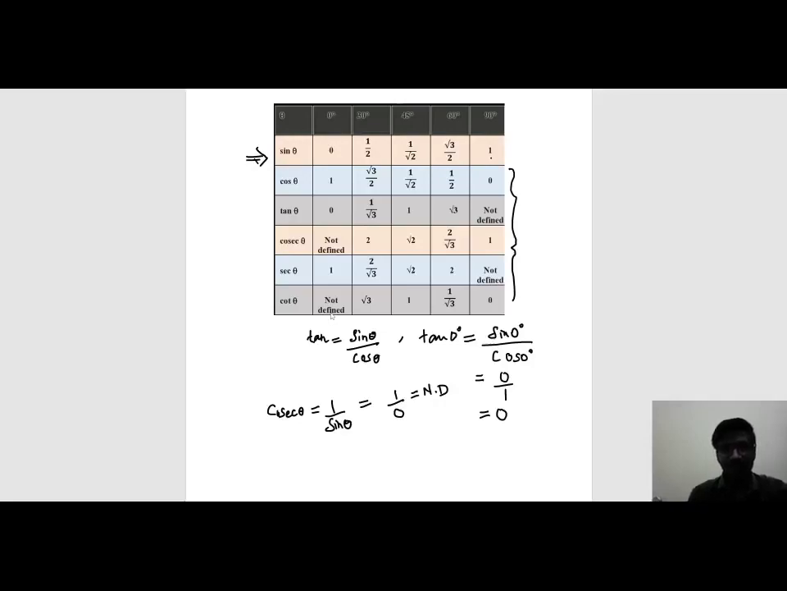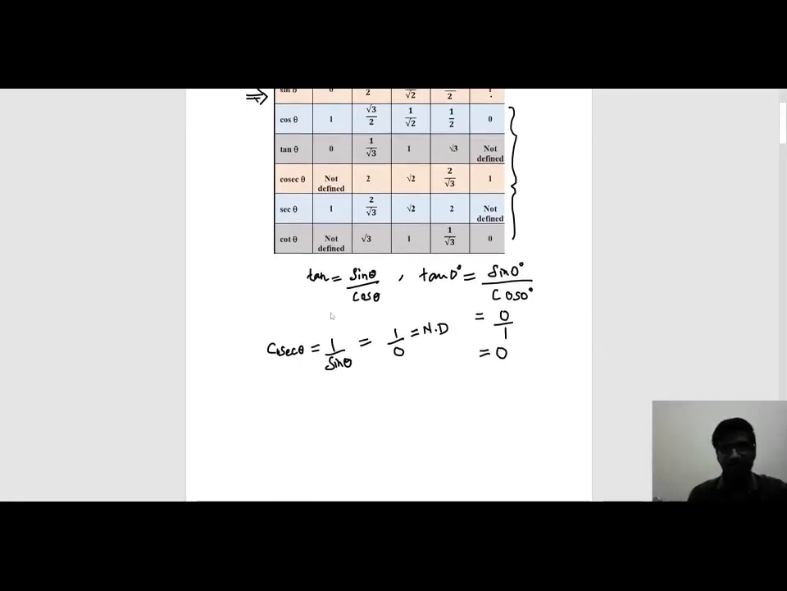Then coming to the sec values, just like cosec is complementary to sine, in the same way sec is complementary to cos. So if you take the reciprocal of the cos row, you can get the values for sec. If you see, cos 0 is 1, right? In the same way, sec 0 will be 1 by 1, which is 1. In a similar manner, you can obtain the other values of sec.